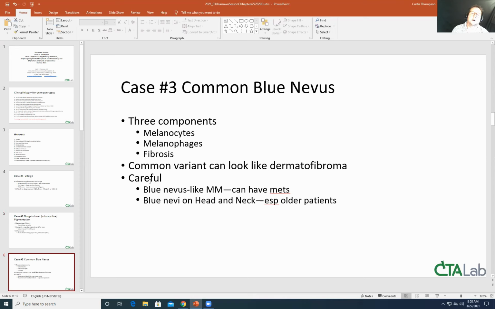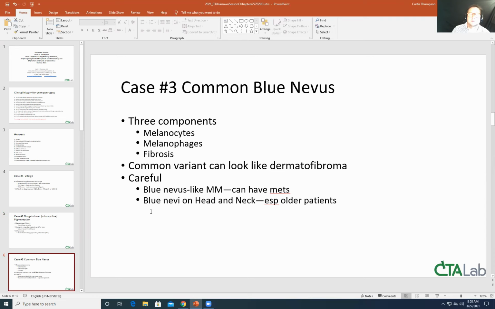And just a word to the wise, remember there is blue nevus-like melanoma. You can have metastases that look just like a blue nevus. There's a patient in our practice we receive biopsies on repeatedly where there'll be 4 or 5 blue nevi-looking lesions, and then you realize it's this patient who is continuing to get small metastases.